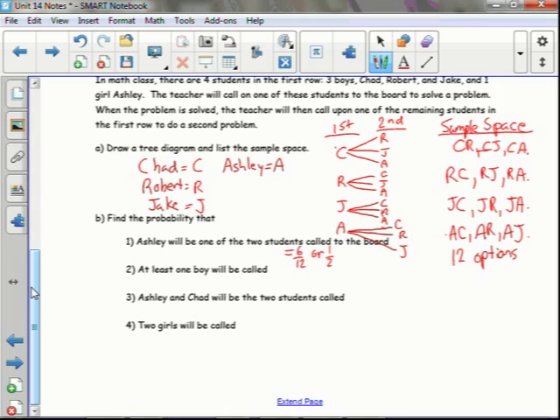What's the probability that at least one boy will be called? Well, okay, Chad and Robert, Chad and Jake, Chad and Ashley all have a boy. All the ones with Robert have a boy. All the ones with Jake have a boy. All the ones with Ashley have a boy. So that means out of the 12 options, everyone has at least one boy, and that means the probability is 1. So in that case, when the probability is 1, it will always happen.